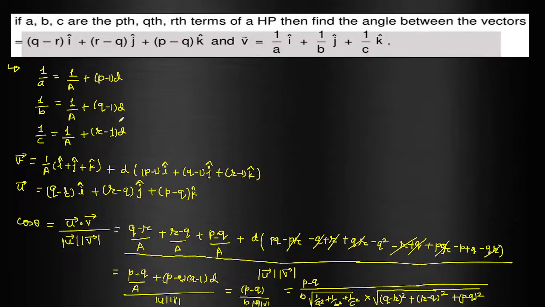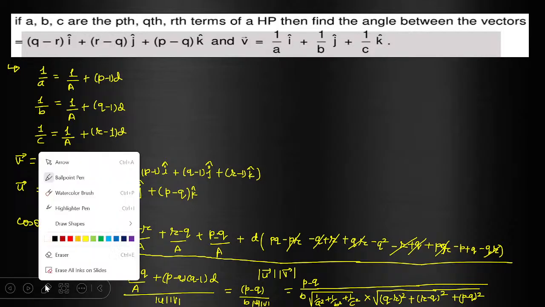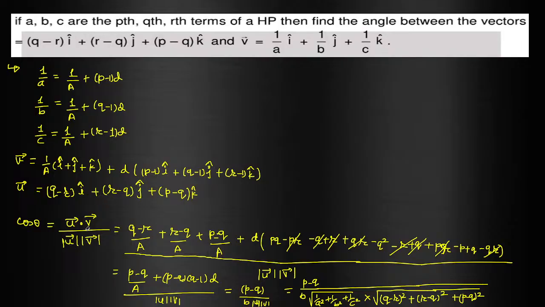So what will happen? V vector will become 1 by A i cap, 1 by B j cap, 1 by C k cap, and this is i cap, j cap, k cap. U is Q minus R, R minus P, P minus Q. We need cos theta, so U vector dot V vector. If we do dot with this, we get this one. If we do dot with this, we get this one.